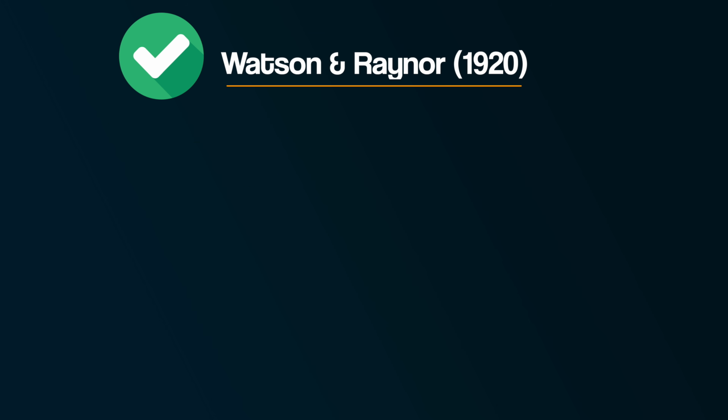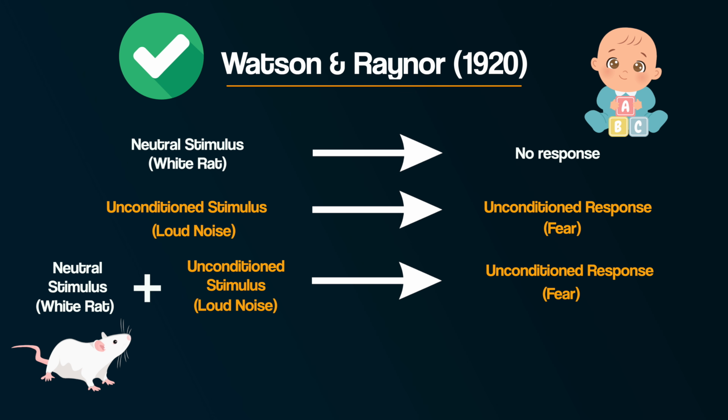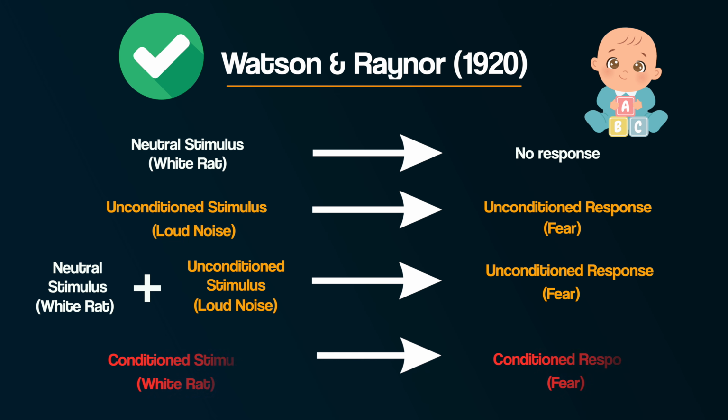Supporting evidence for the two-process model of phobias comes from Watson and Rayner's 1920 study of little Albert. In the study, little Albert was exposed to a white rat, a neutral stimulus, which was paired with a loud bang, an unconditioned stimulus, that naturally caused fear. As a result, little Albert developed a fear of the rat, which became a conditioned stimulus, showing how phobias can be acquired through associative learning.